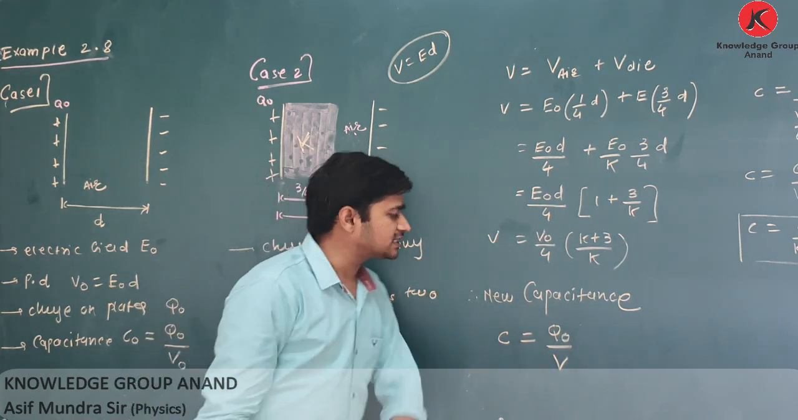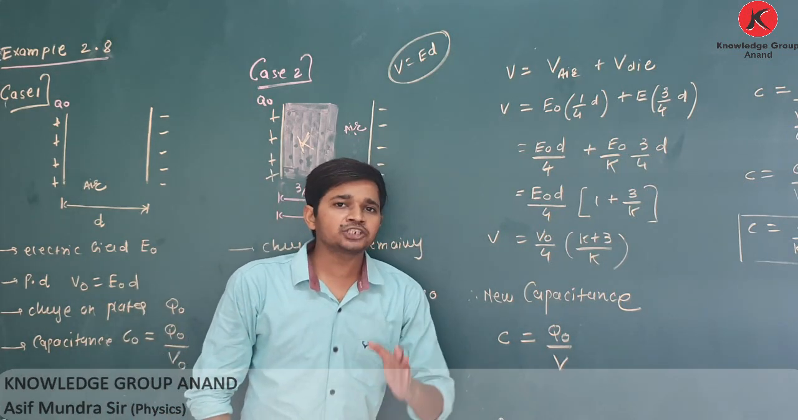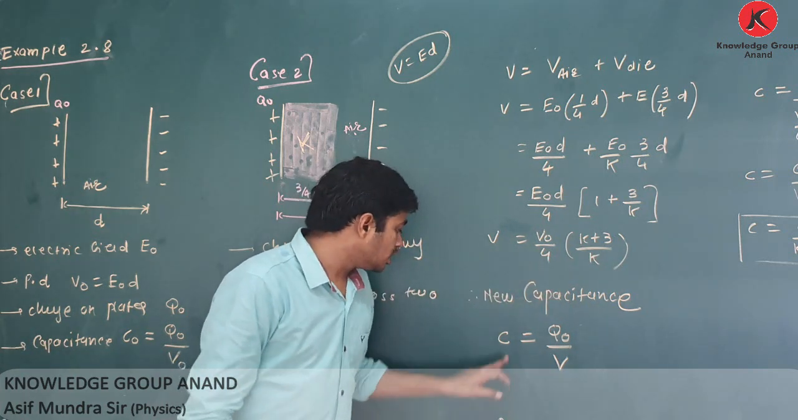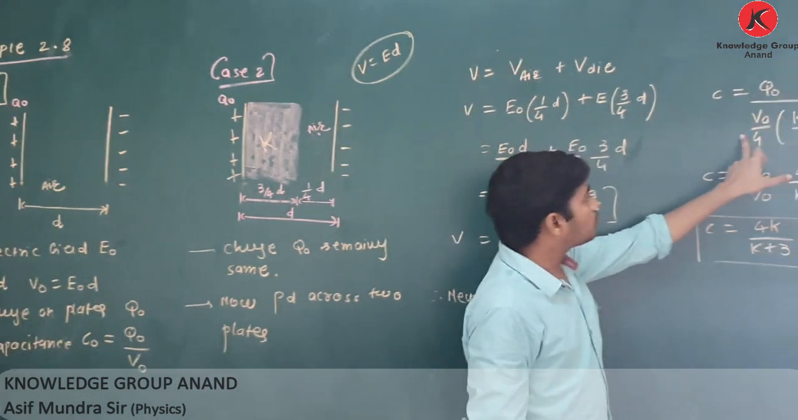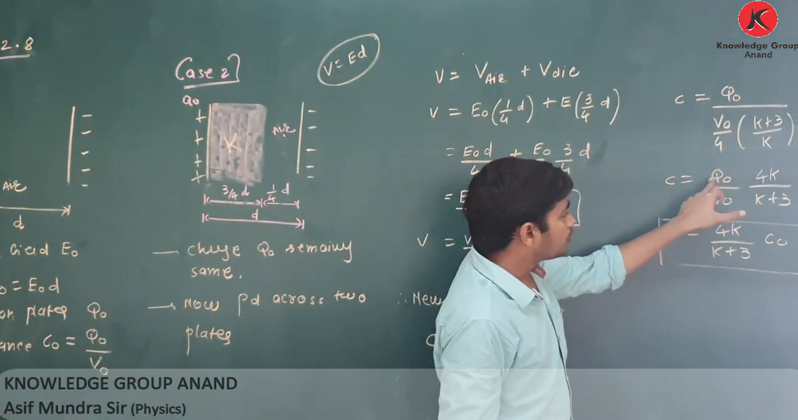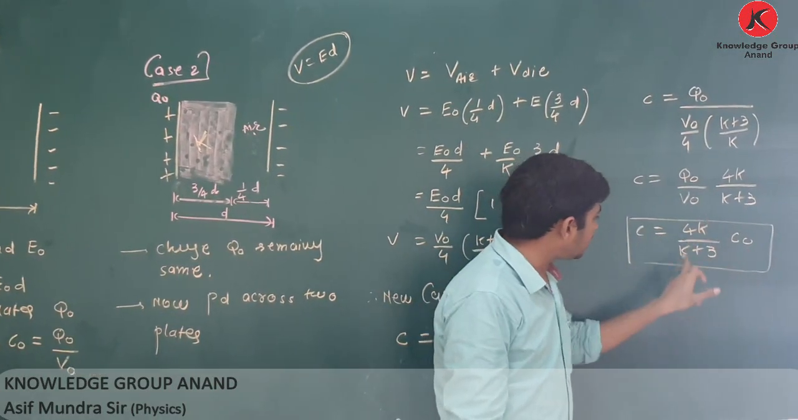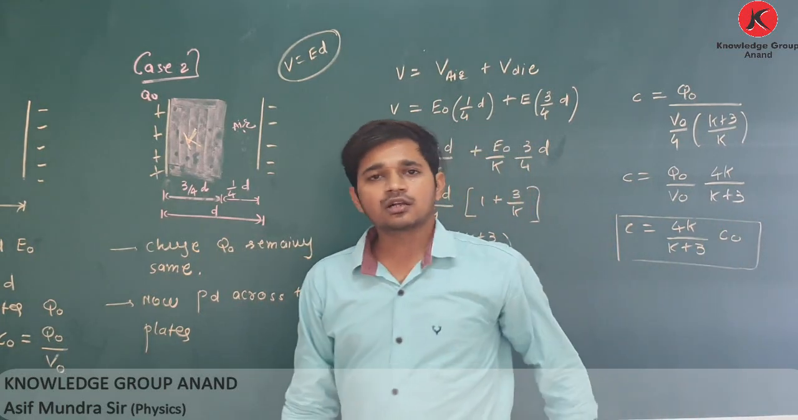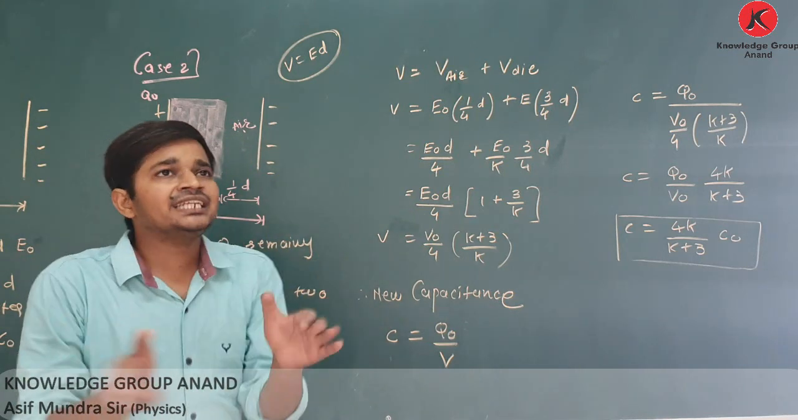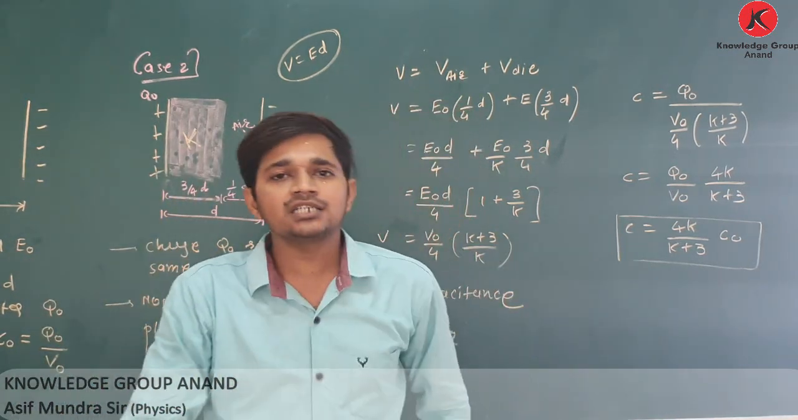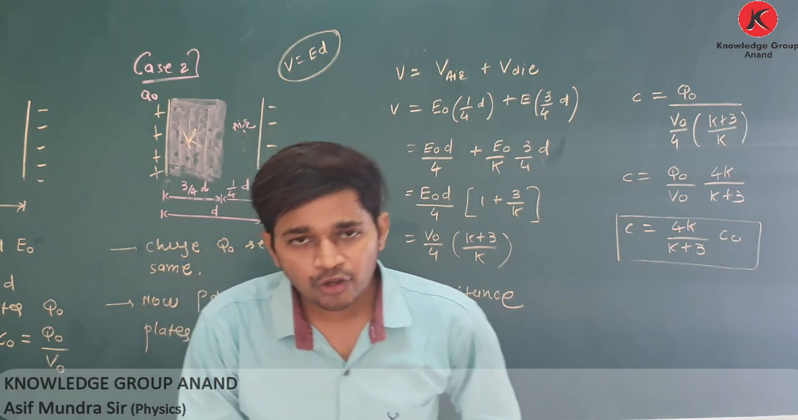So what is the new capacitance? Here the charge on the plates of the capacitor remains the same. Only the potential difference is changed due to the change in medium. So the new capacitance C is equal to Q0 upon V. Put the value of V and simplify. Q0 upon V0 is called C0. So C is equal to 4K upon K plus 3 times C0. Clear? So this is one question based on the change in capacitance due to another dielectric medium. Clear? Pause your video and write down.